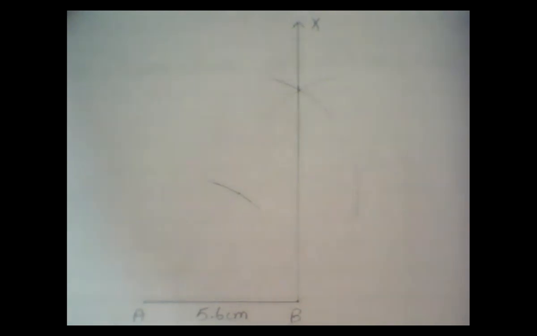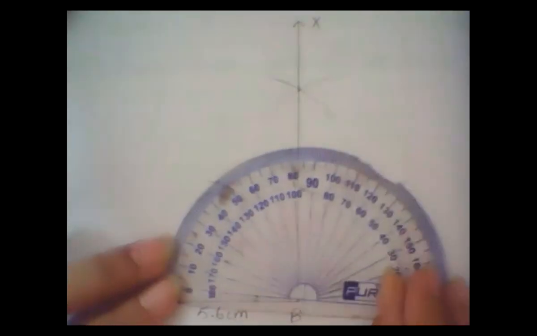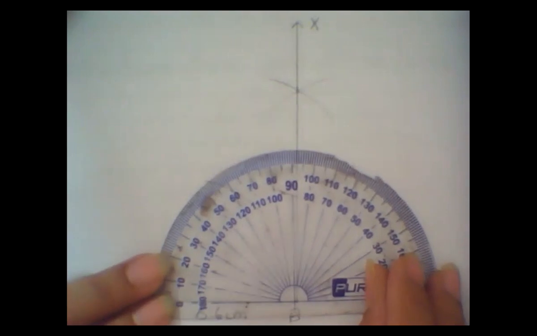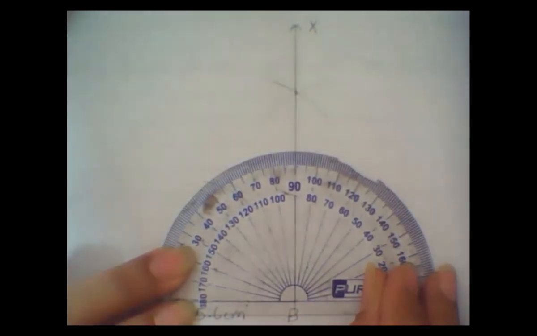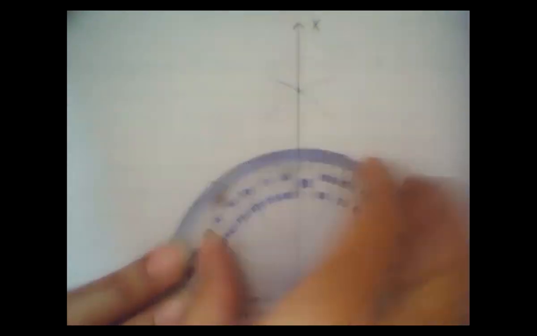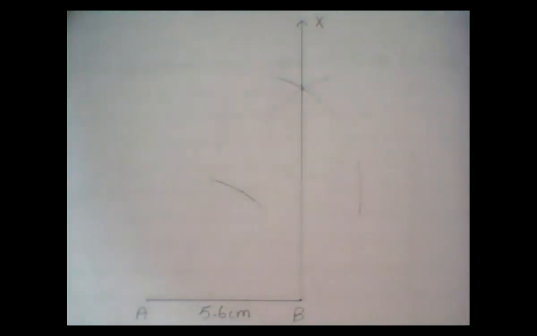We have drawn a perpendicular BX on AB here, and we can check whether it is 90 degrees or not. Yes, it is perfectly 90 degrees. We know that all the angles of a square are equal to 90 degrees. So it's confirmed by checking that it is equal to 90 degrees.